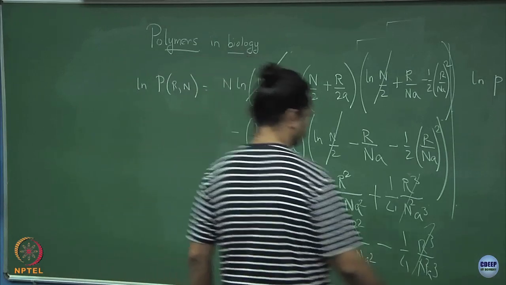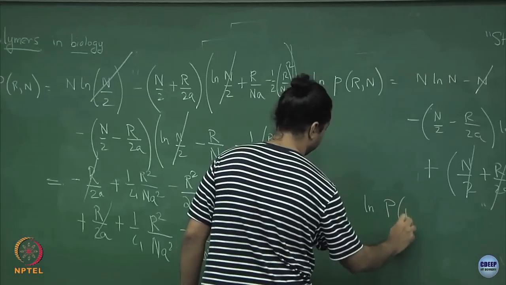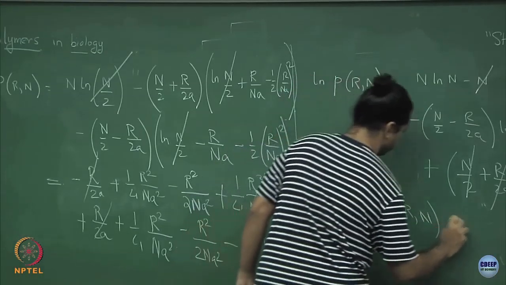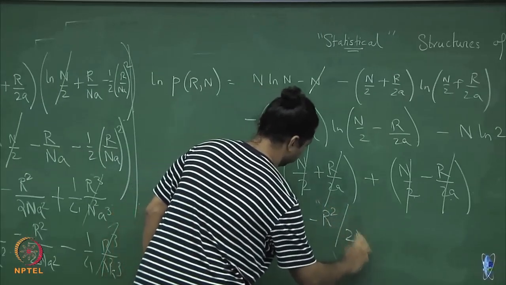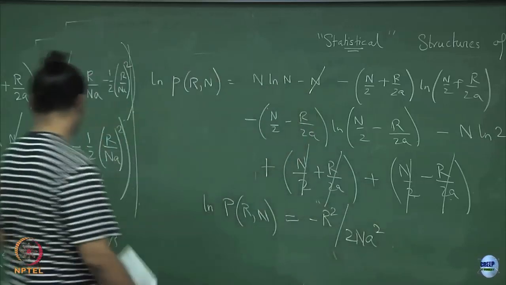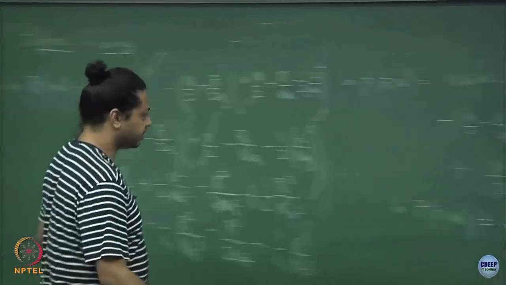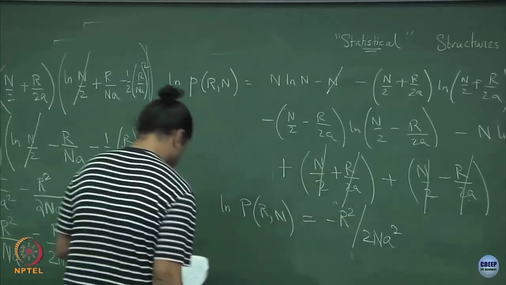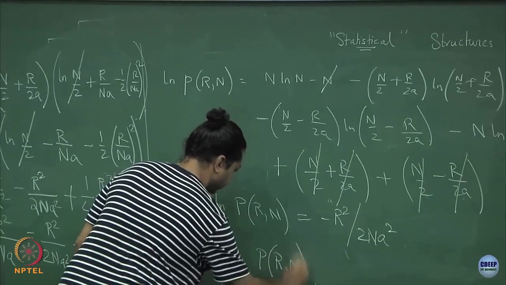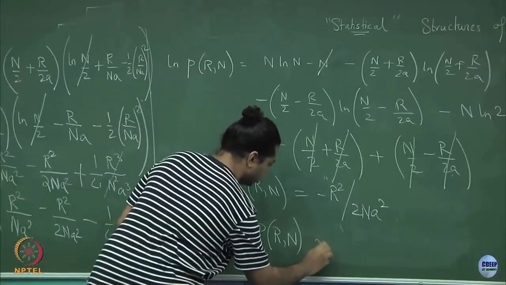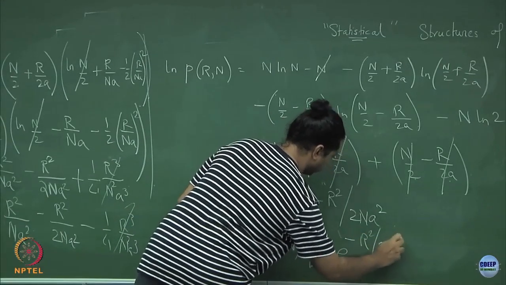So, this gives me roughly log of p r comma n is equal to minus r square by 2 n a square, right. If you add up these four terms, that is what you get. So, basically then in this continuum limit, what I get is an expression for the probability. So, the probability to have an end to end distance r for a polymer of length n goes as e to the power of minus r square by 2 n a square.